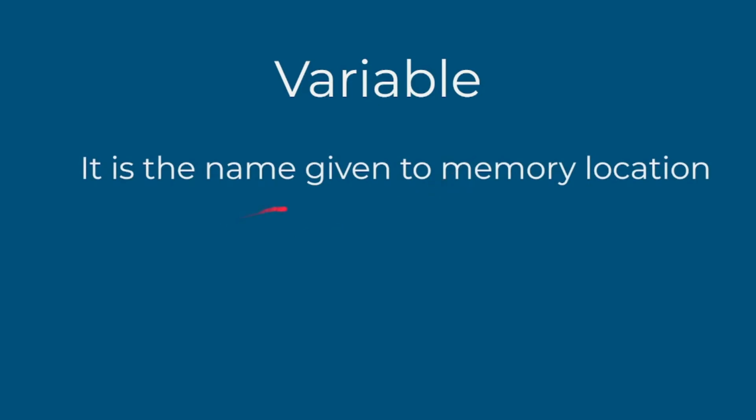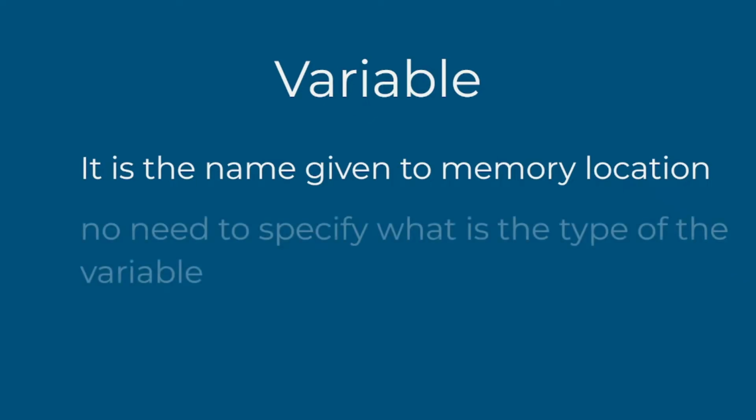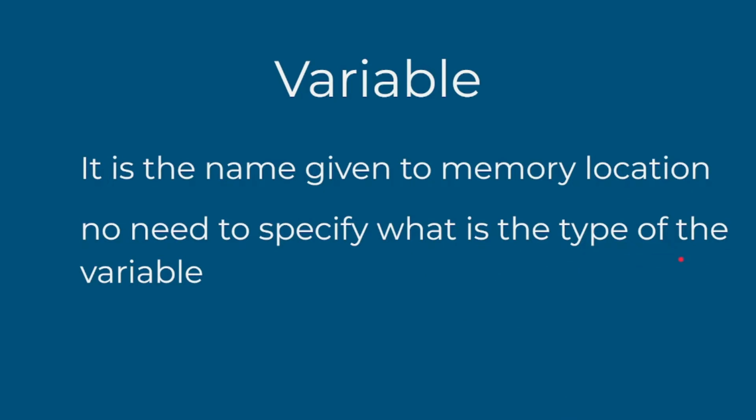Variable. As you know, the definition of variable, it is the name given to a memory location where we will store the value, and we can retrieve this value at any time by mentioning the variable name. In Python, when you declare a variable, there is no need to specify what is the type of that variable. When we assign the value to a variable, Python compiler automatically detects the data type based on the value.